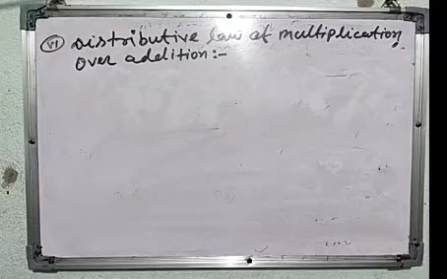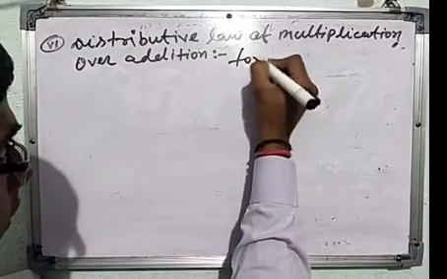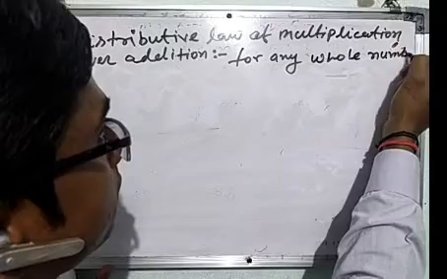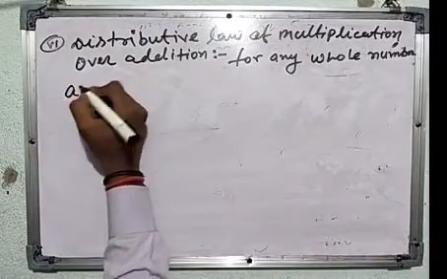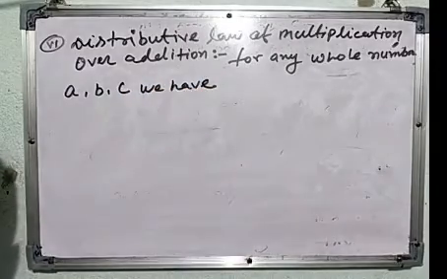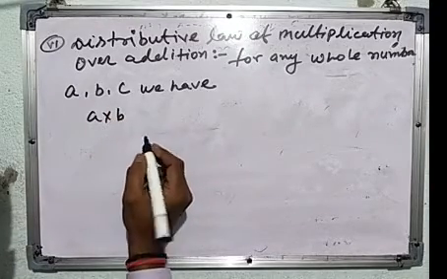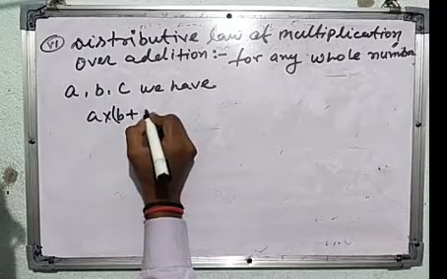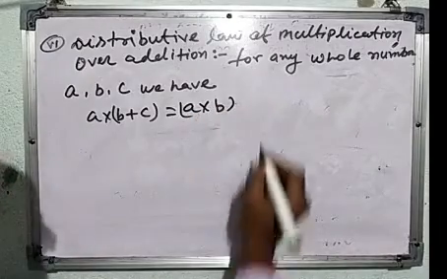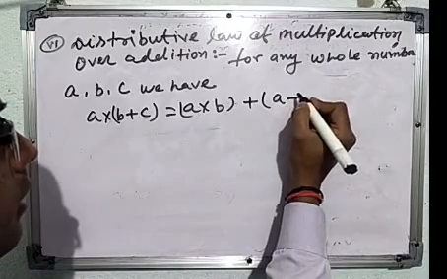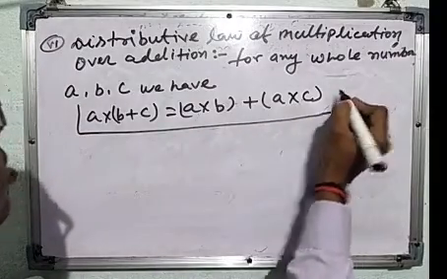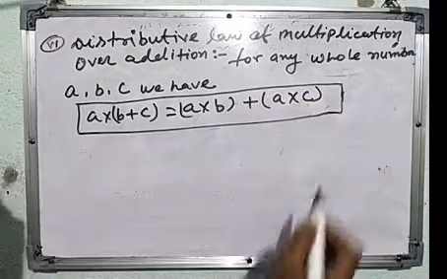So if you have three whole numbers, for any whole numbers A, B, C, we have A into B plus C is always equal to A into B plus A into C. This property means distributive law of multiplication over addition.